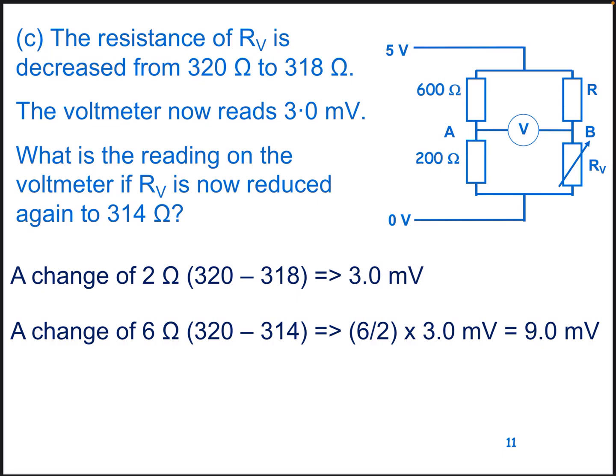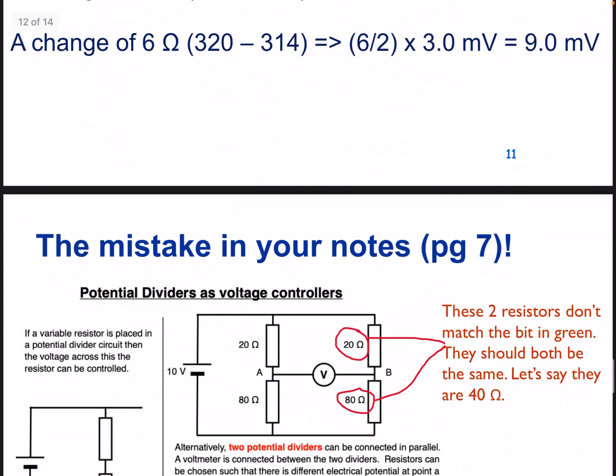So the question is then asking, what's the reading on the voltmeter if we then reduced RV again? So if it was now reduced down to 314 ohms. So we've already talked about the fact that they're directly proportional. So a change of 2 ohms resulted in 3 millivolts on our voltmeter. If we reduce it to 314, that means that we've got a total change of 6 ohms. So if 2 ohms gave us 3 millivolts, then 6 ohms gives us 9 millivolts. Okay, so the reading on the voltmeter would now be 9 millivolts. So we're talking about quite small differences.